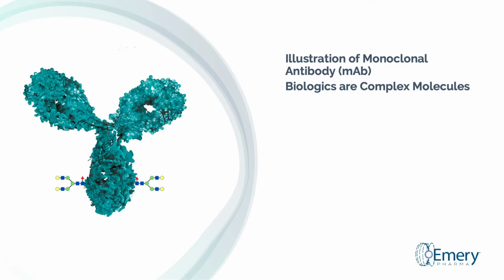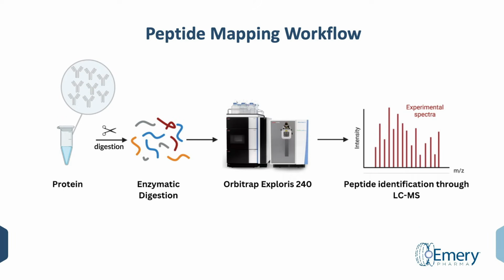However, the gold standard method for confirming the primary sequence of biologics is LC-MS peptide mapping. In this method, the protein sample is digested enzymatically and then injected into Emery Pharma's high-field Orbitrap UPLC-MS system. The peptides are identified based on the observed versus expected molecular masses.